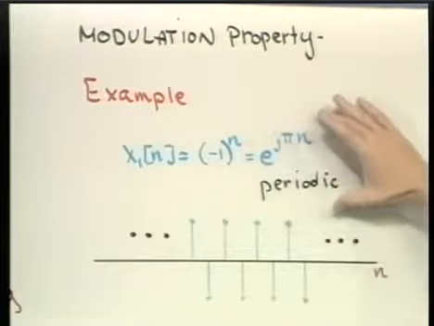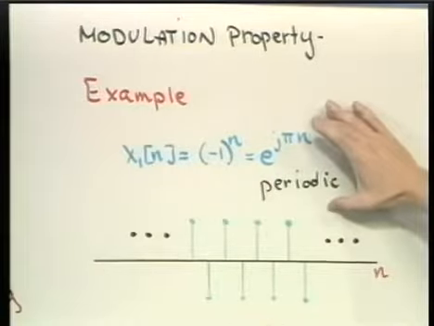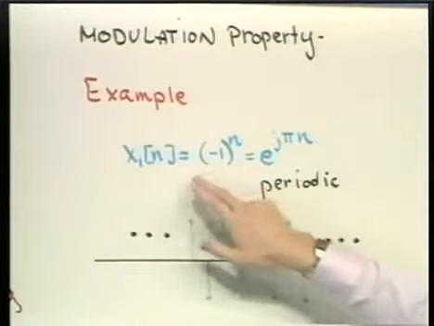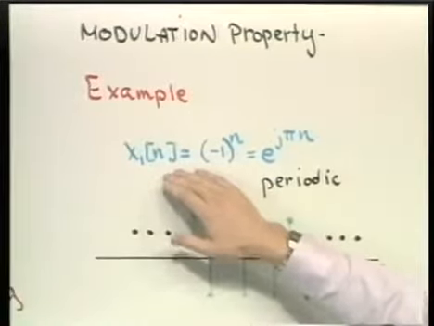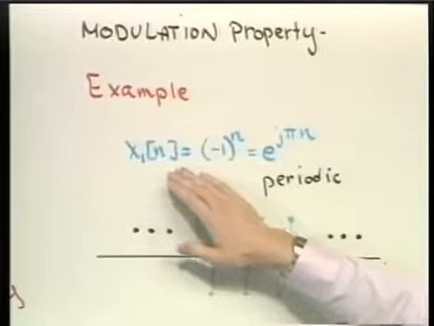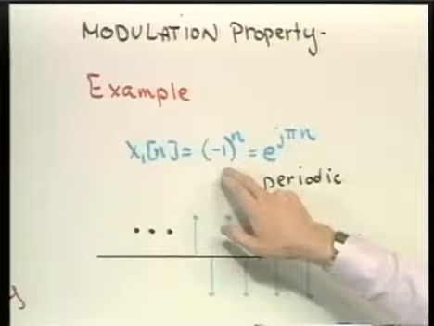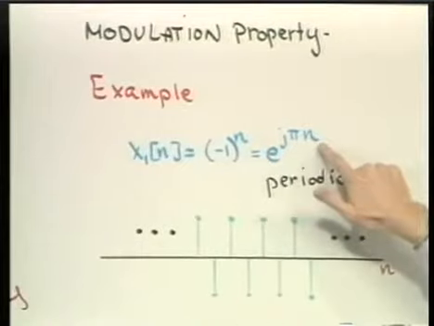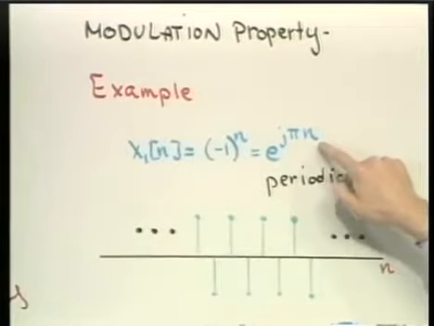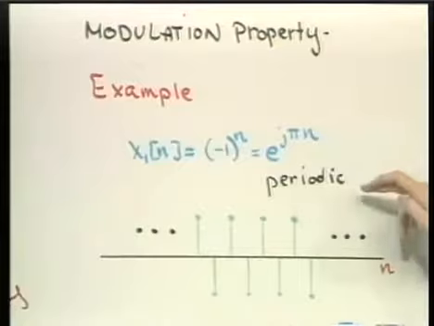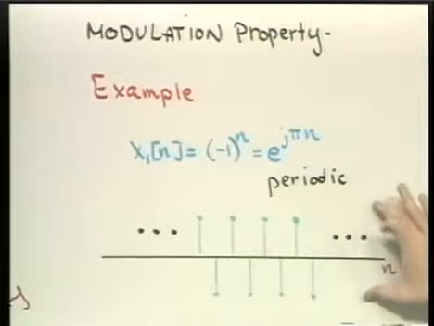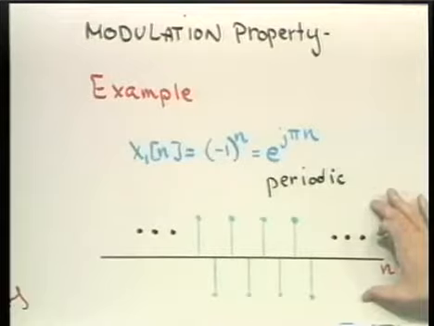Now, in applying the modulation property, of course, what we need to do is develop the Fourier transform of this signal. This signal, which I can write either as minus 1 to the n or rewrite as e to the j pi n, since e to the j pi is equal to minus 1, is a periodic signal. And it's the periodic signal that I show here.